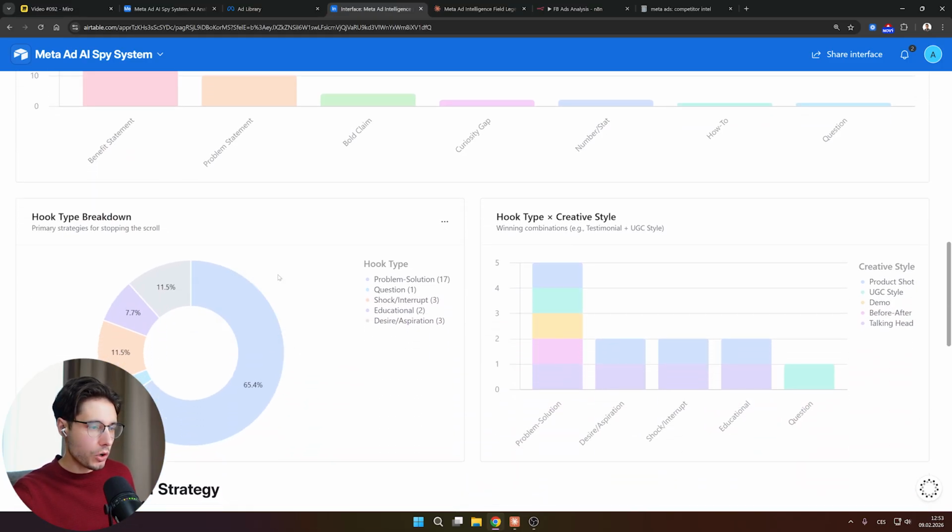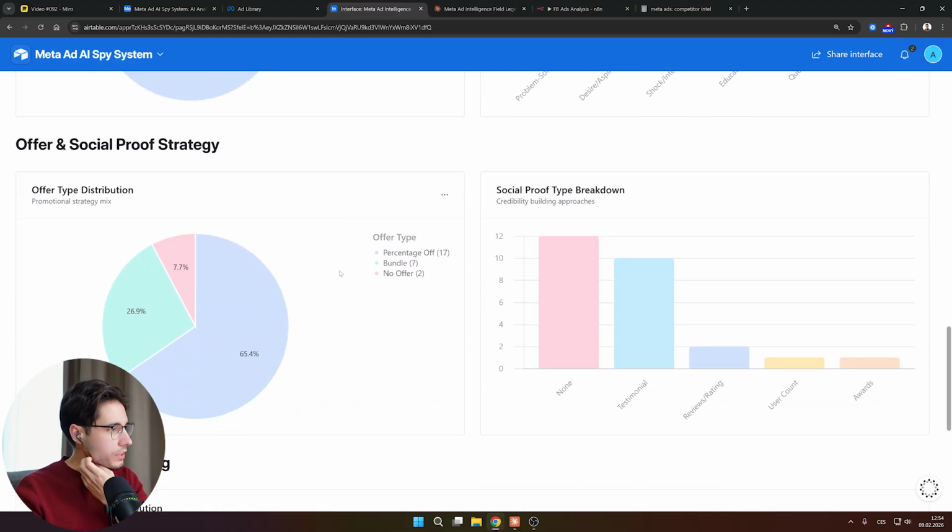Then we break down the hooks. They use the problem solution in their hooks, in their videos and so on. And how this combines in the problem solution. So we can see that it's talking heads, before, after, demo, and so on. So this is not necessarily about the specific data set, but it's our ability to actually see what's important and what they are doing. Because basically at a glance in one dashboard, I can quickly understand their strategy behind their advertising.